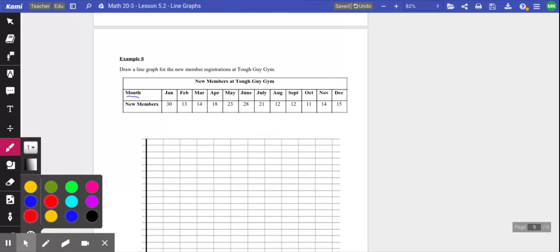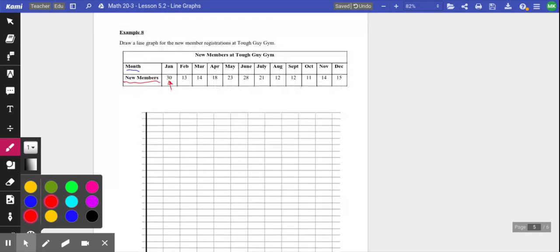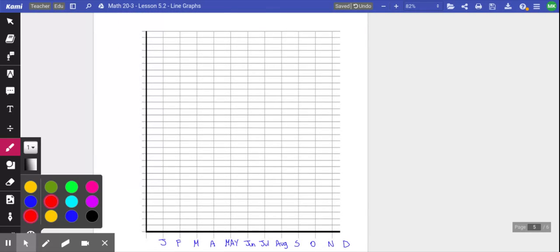Then we're going to have new members down the left-hand side. I like to look for the highest number that I got. So the highest number I have is 30. So ideally, I want the number 30 to be near the top. Then you can count by whatever you want that kind of makes sense. That'll get you to 30. So if I counted by 2s, this might work out. So I had 2, 4, 6, 8, 10, 12, 14, 16, 18, 20, 22, 24, 26, 28, 30.